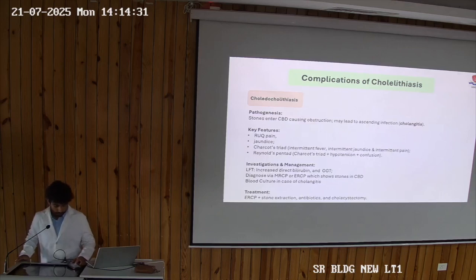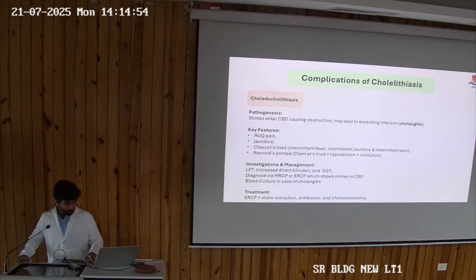In severe cases, additional hypotension and altered mentation, along with the Charcot's triad, may form what's known as the Reynolds pentad. Investigations include liver function tests, which show an elevated direct bilirubin level and an elevated GGT level, and imaging modalities such as magnetic resonance cholangiopancreatography, or MRCP, or a more invasive endoscopic retrograde cholangiopancreatography, or ERCP. Treatment involves ERCP with stone extraction, which may be followed by cholecystectomy.